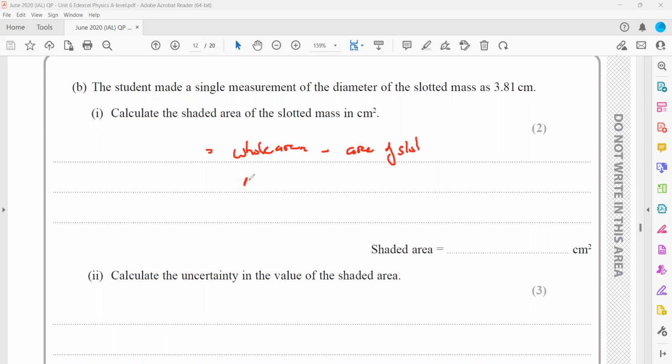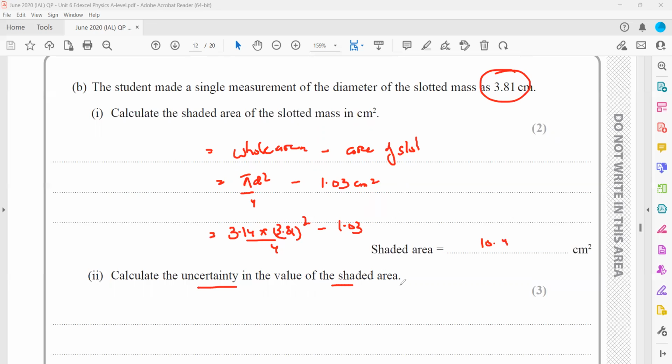The whole area is pi d square by 4 minus the area of the slot, which was 1.03. The diameter is given, and it should be in centimeters because this value was also in centimeter square, so we don't have to convert. 3.14 times 3.81 square divided by 4 minus 1.03. So this will be 10.4.